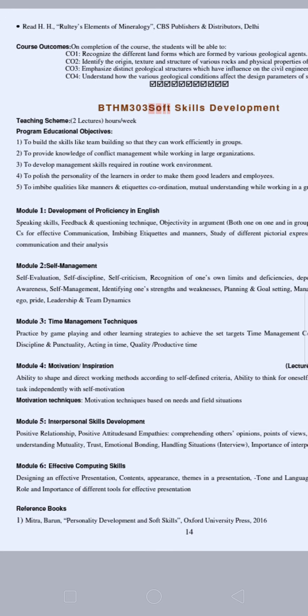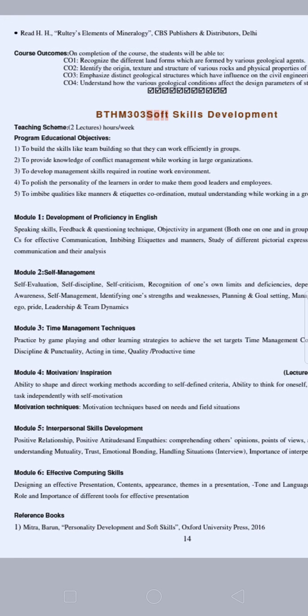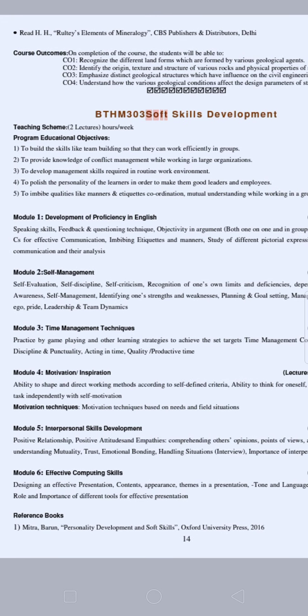Then the fourth module is motivation and inspiration. There are two types of motivation, intrinsic motivation and extrinsic motivation. These two types of motivation we will study there, which is based on needs and field situation. Again, the point is the ability to shape and direct working methods according to self-defined criteria.